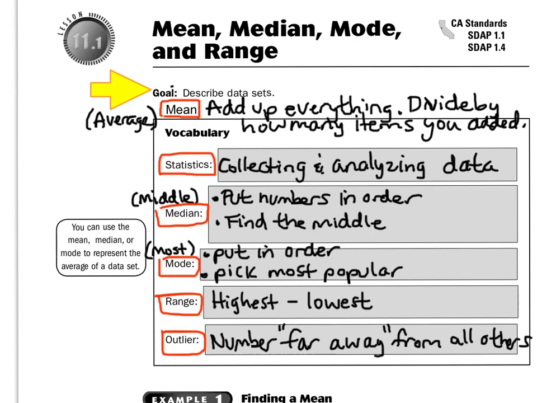The mode rhymes with most. So we're still going to want to put the numbers in order, and we're going to pick the number that occurs most. Now the range is always the highest number they give us minus the lowest number. And then the outlier is any number that's far away from all the others.